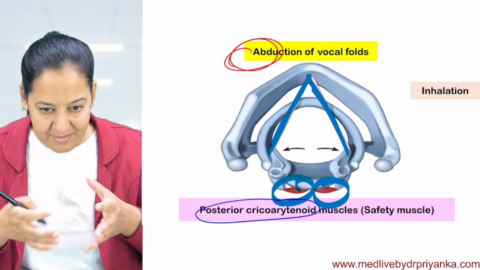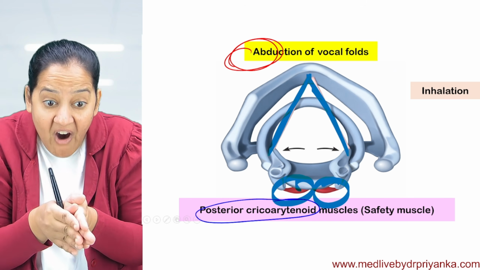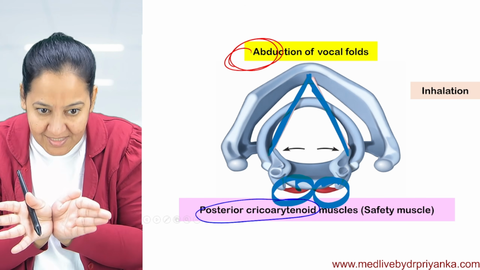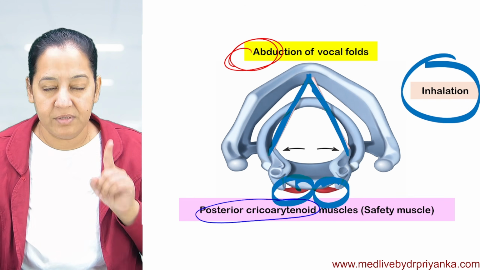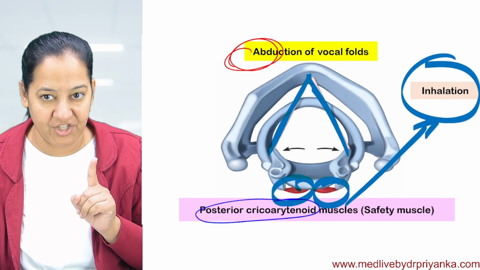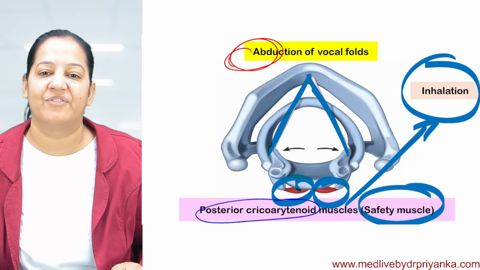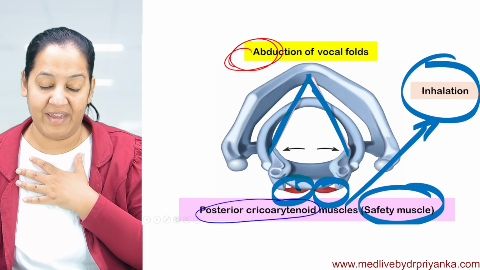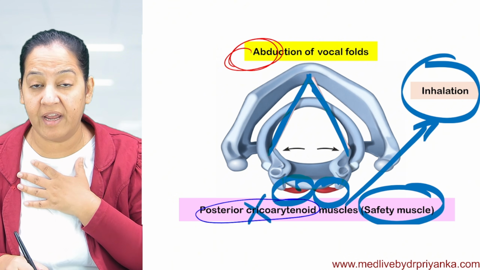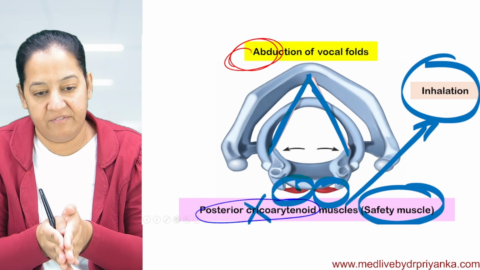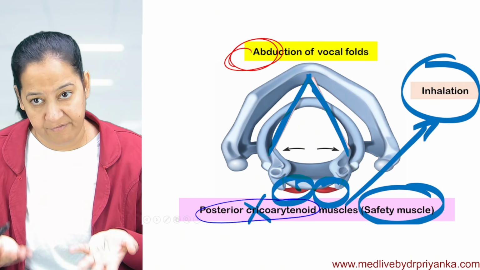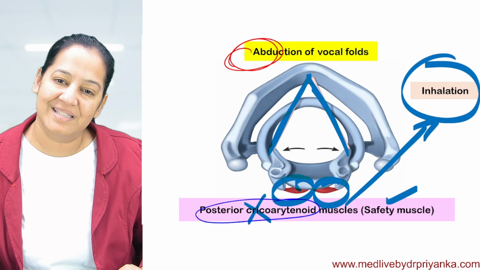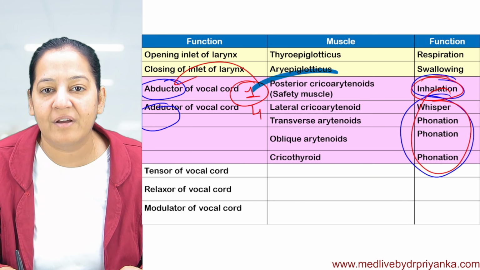You can see when this muscle contracts, it takes the vocal cords far from each other so that space is created and the person can inhale. So this muscle is required for inhalation. Okay, and that's why it is known as the safety muscle. As long as this muscle is working, we can inhale. If this muscle stops working, the vocal cords will come close and we can't inhale and we can die. That's why this muscle is known as the safety muscle, the posterior cricoarytenoid.